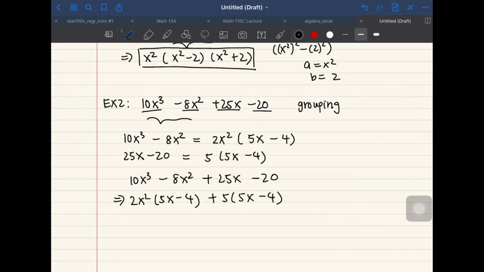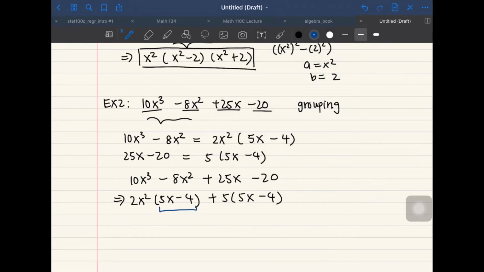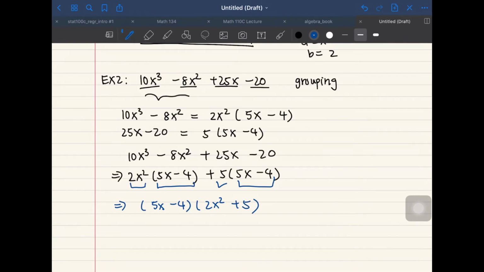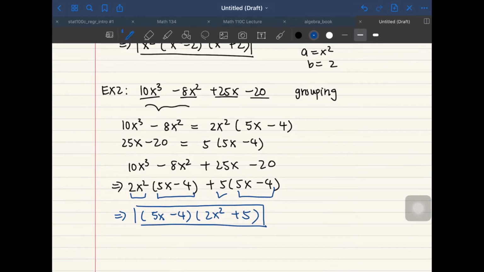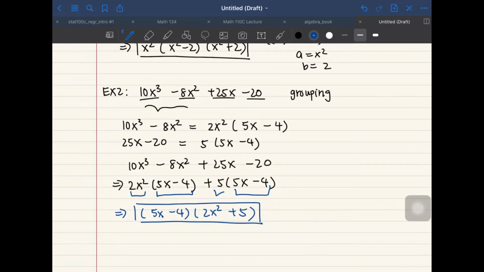Now notice that here, these terms are the same. So I'm going to group them together, and then the rest, just keep them as one group. So that will be our final answer. Here we used grouping. We found the common expression and then we put them together and formed a new one.